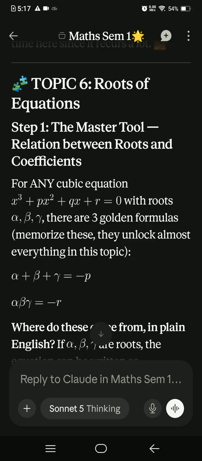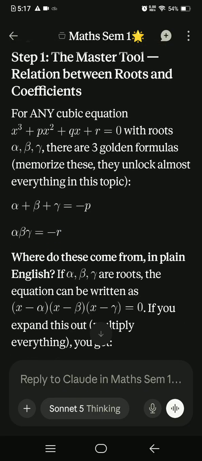For any cubic equation, x cube plus px square plus qx plus r equals 0 with roots alpha, beta and gamma, there are three golden formulas. Memorize these. They unlock almost everything in this topic. So alpha plus beta plus gamma is equal to minus p. Alpha beta gamma equals minus r. Where is the third golden formula? Where do these come from in plain English?